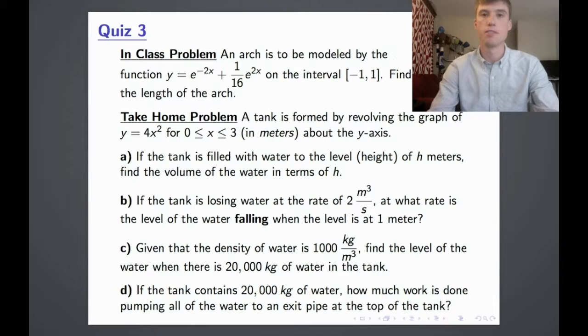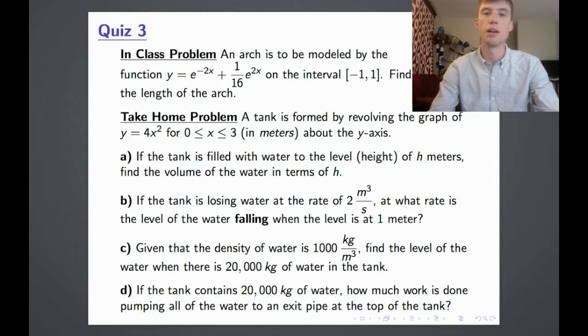The first part of the take-home problem asked you to find the volume in the tank once the tank was filled to a height of h. The second part was a related rates problem. It said if the tank is losing water at a rate of 2 meters cubed per second, what is the rate at which the level of the water is falling when the level is at 1 meter?